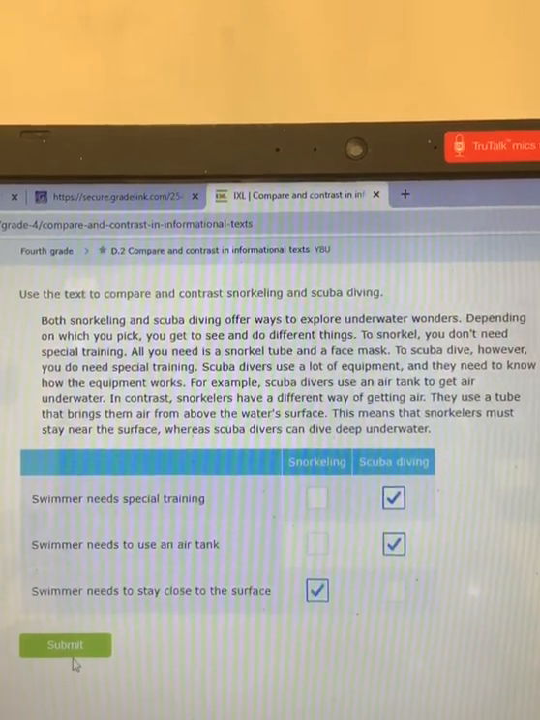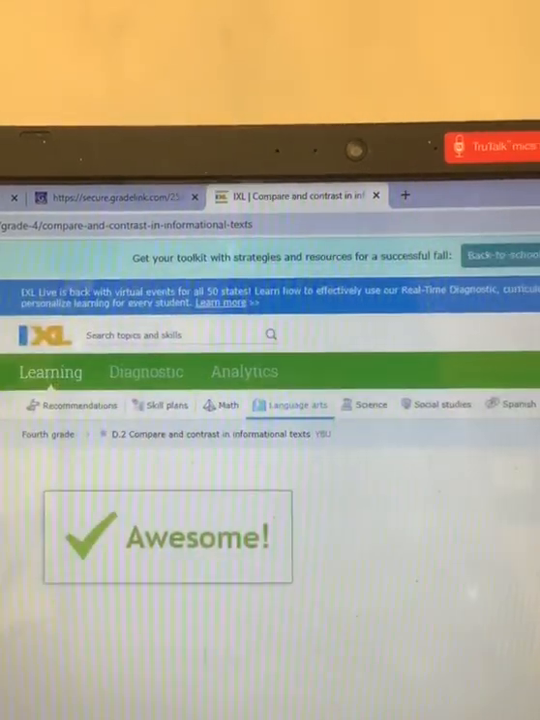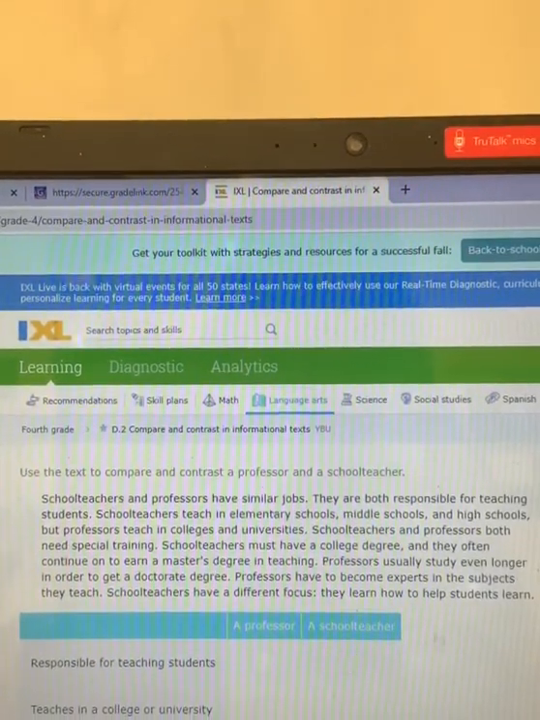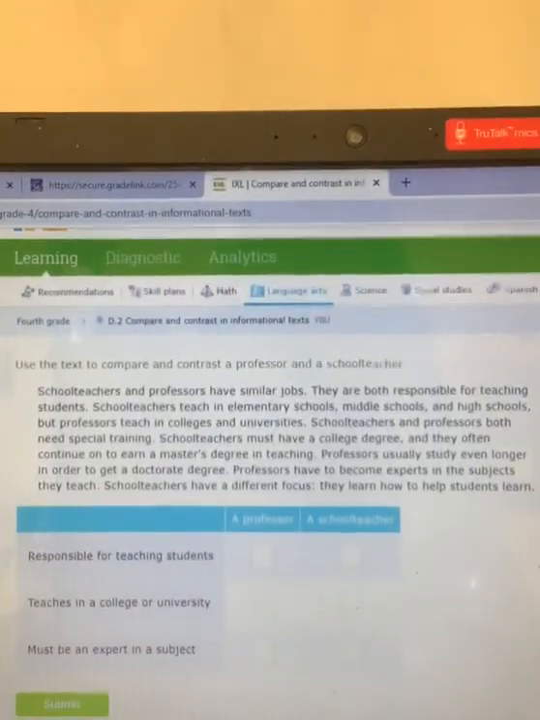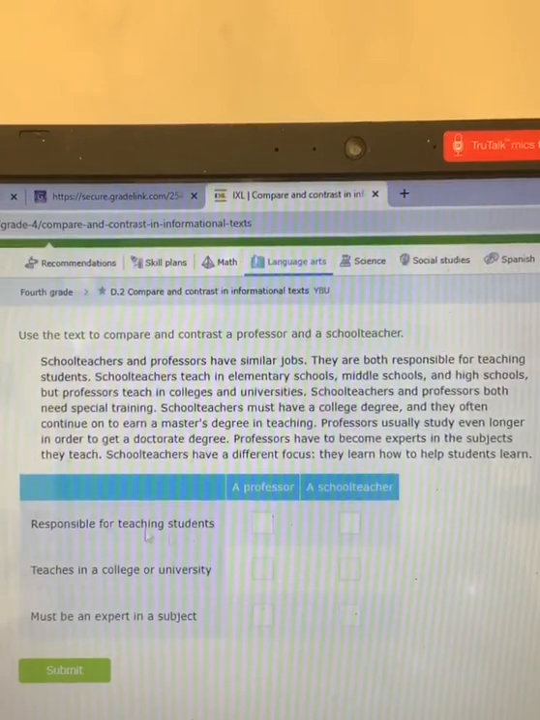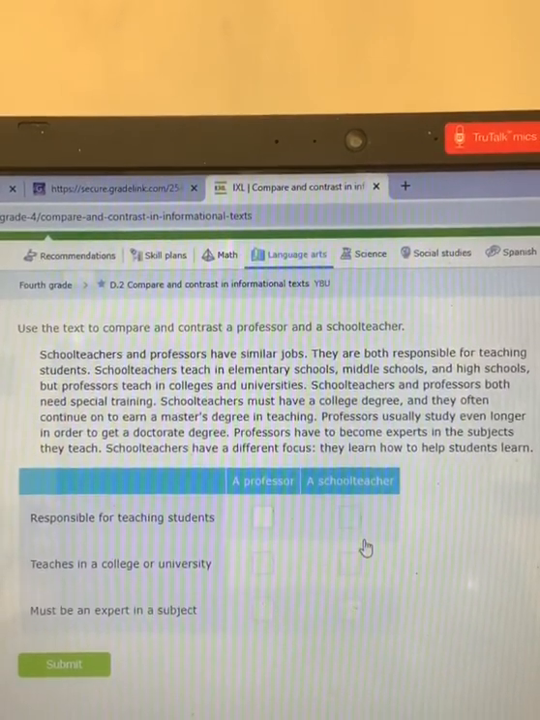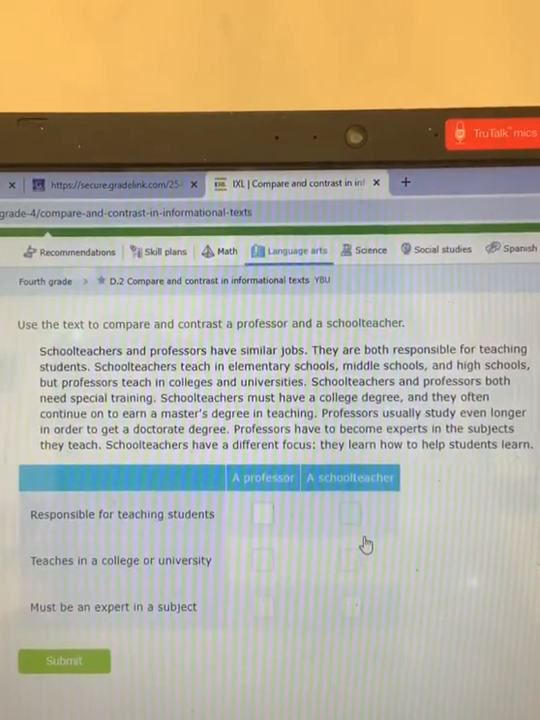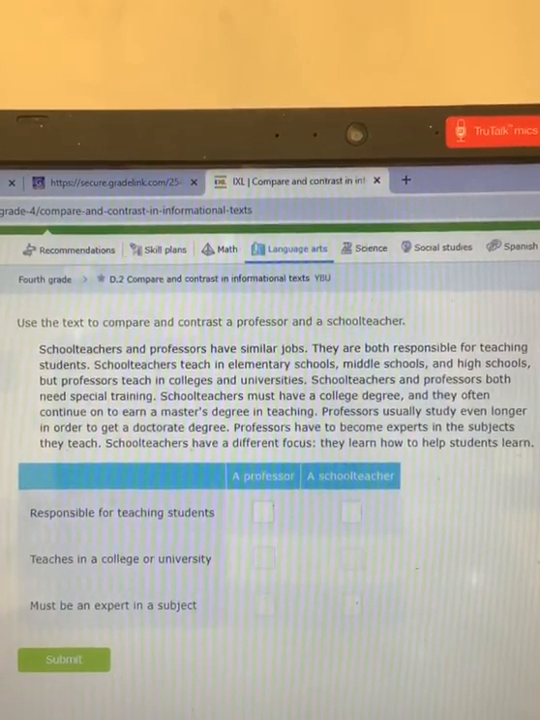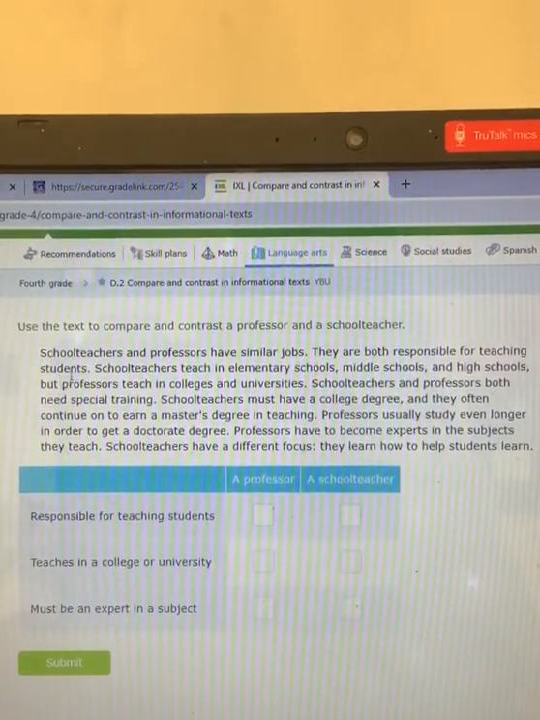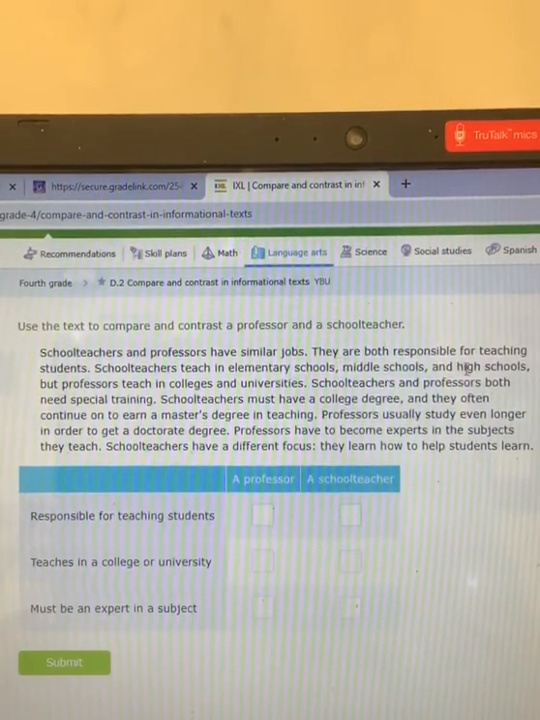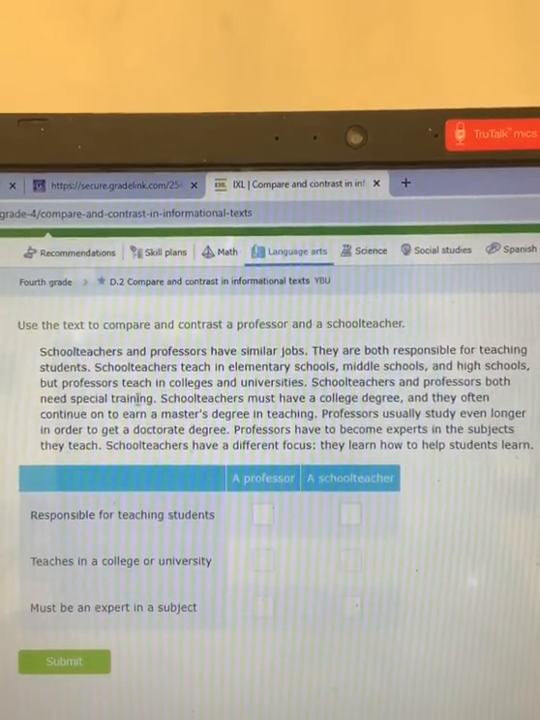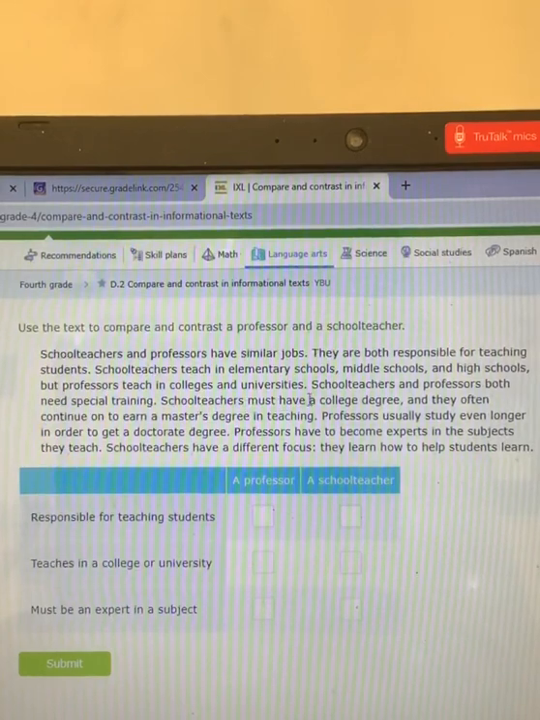Okay. Do you see how I'm doing this? How I'm figuring out the answer? We're going to read this and then we kind of review it when we're looking for these things, okay? School teachers and professors have similar jobs. They are both responsible for teaching students. School teachers teach in elementary schools, middle schools, and high schools, but professors teach in colleges and universities.